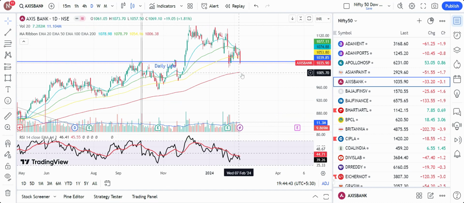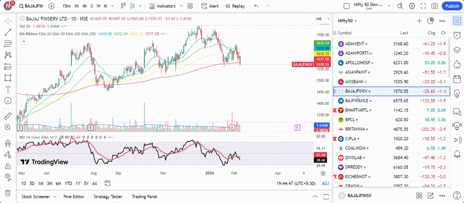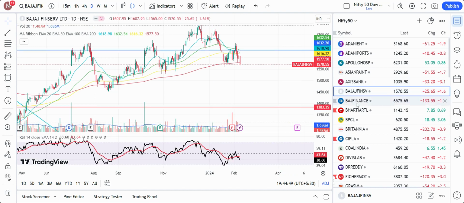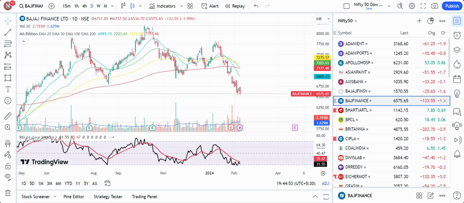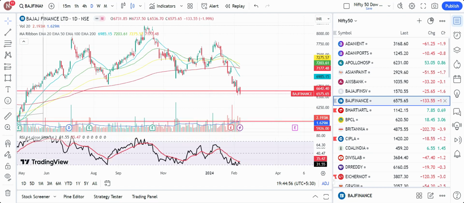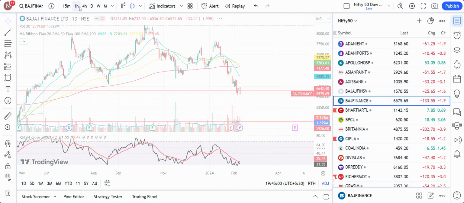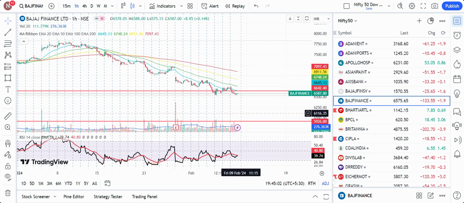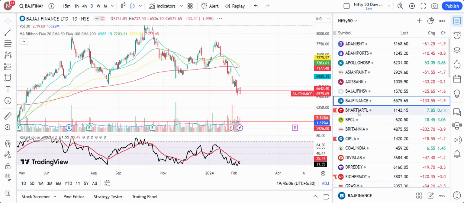Again, because Nifty fell today, most of the stocks are in a downtrend. So it's going to be a little difficult to find out what we can enter into. Bajaj Finance, again, it's below all the moving averages. So let's look at the hourly for now. It is below. Let's go to Bharti Airtel.